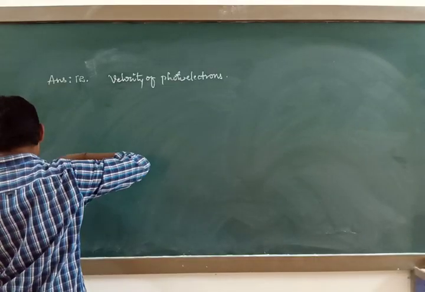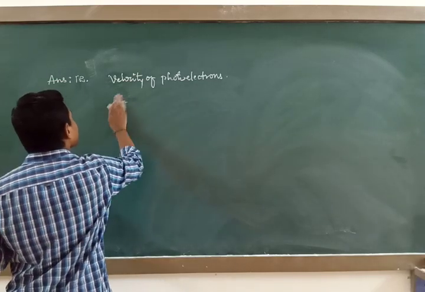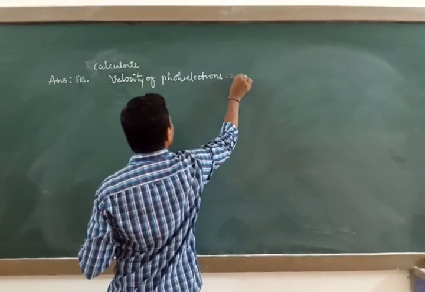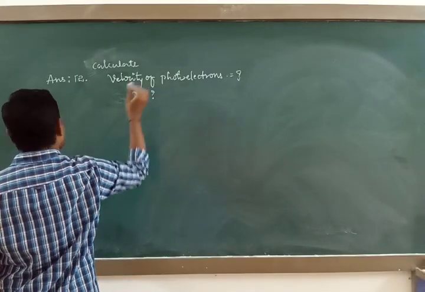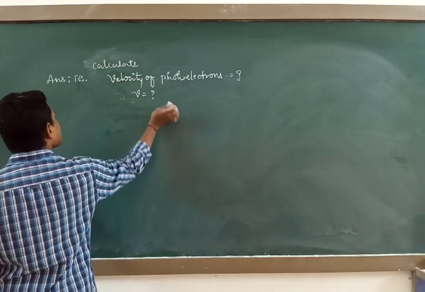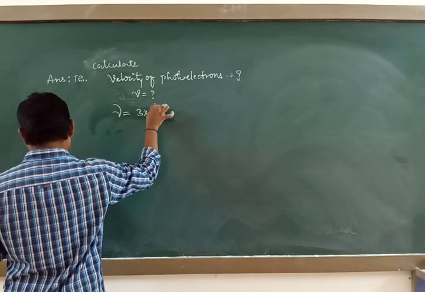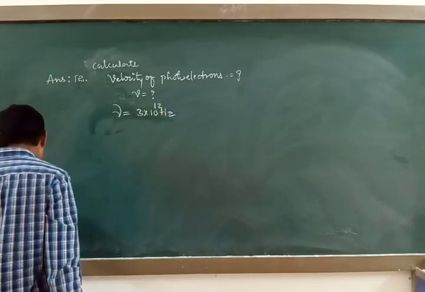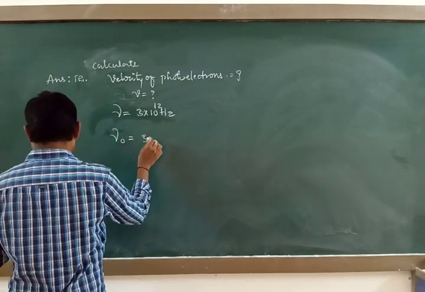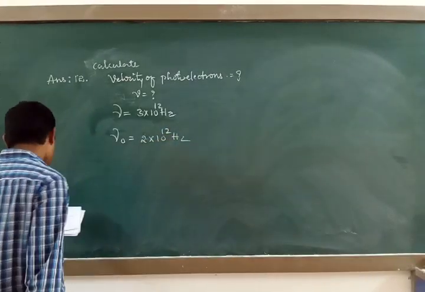emitted when a light of frequency 3 into 10 power 12 hertz is incident on a metal. So we have to calculate velocity of a photoelectron when the frequency of light, it means nu they have given, nu is equal to 3 into 10 raised to 12 hertz, is incident on a metal surface of threshold frequency that is 2 into 10 power 12 hertz. Oh, very simple problem it is also.